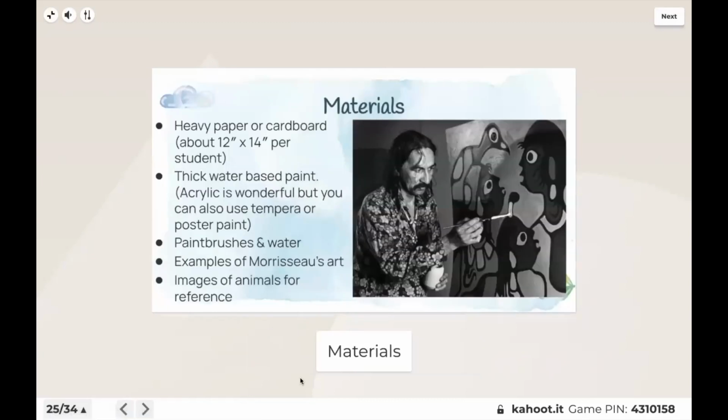So the materials that you would need is heavy cardboard paper and thick water-based paint. It says to use acrylic, but you know how it is in schools. You got to use what you can get. So you could use any type of paint, tempera, water paint, pencil crayons if you have to, or crayons to fill it in, paintbrushes and water. It's important to have examples of Morrisseau's art up, and he has his own website that shows a lot of paintings, and then provide photos of the animals so that the students can reference.